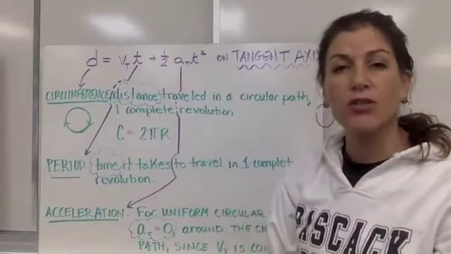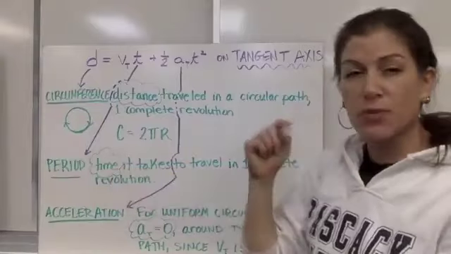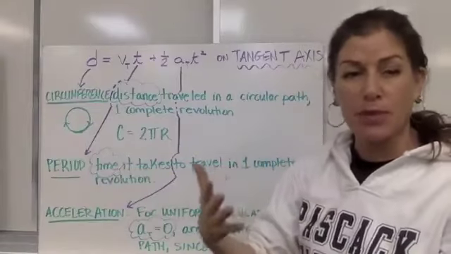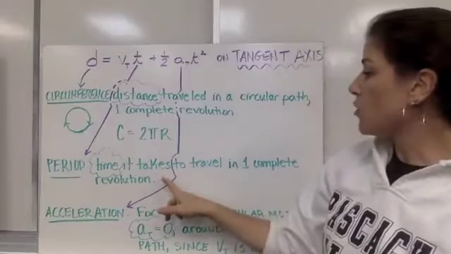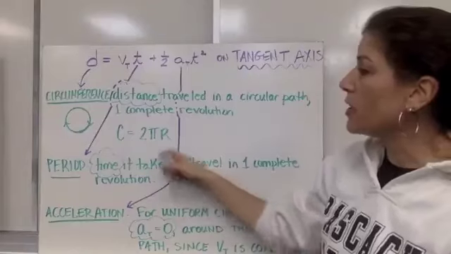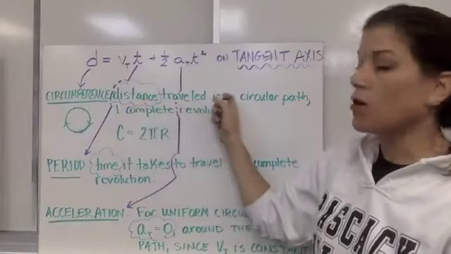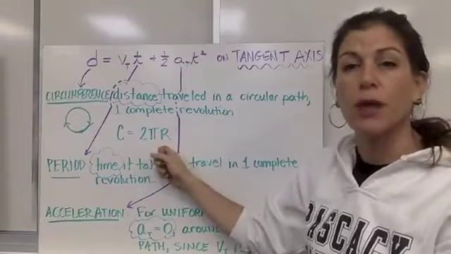One complete circle is called a period. The time is called the period. So we sometimes abbreviate that with a capital T or a T with a subscript little p. So the time it takes to travel in one complete revolution is the period. The distance that you've traveled along one complete revolution is called the circumference, which you should know is 2 pi r.